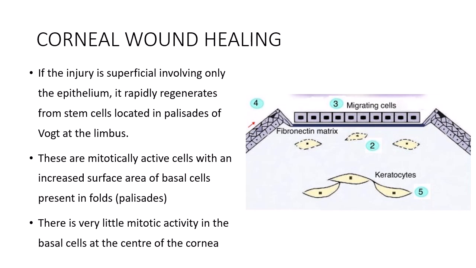Lastly, we're going to talk about corneal wound healing. So, this is again a diagrammatic representation of the epithelium and the stroma. So if some injury happens and it is superficial, involving only the epithelium, it rapidly regenerates from stem cells located in the palisades of Vogt at the limbus all around the cornea. These are specialized cells or the stem cells of the cornea, mitotically active cells with an increased surface area of the basal cells. So they fill up that epithelium that is lost, right?